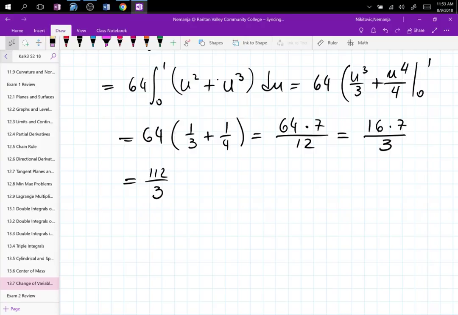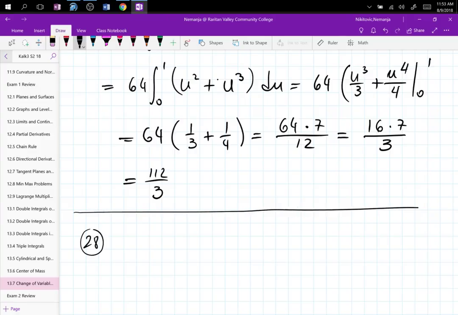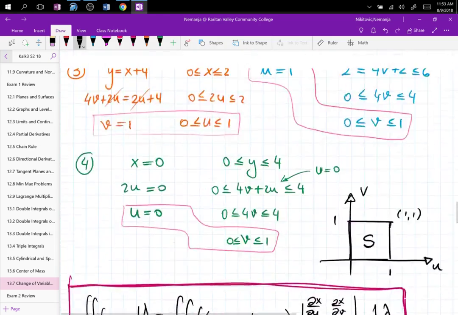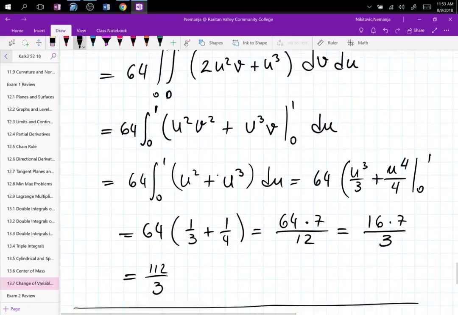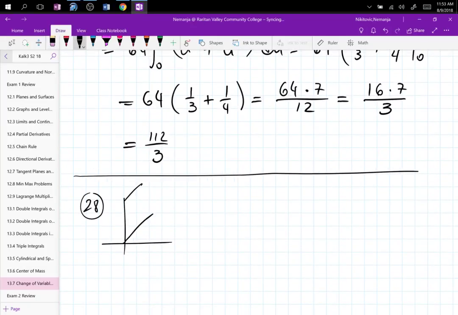Now, I'm going back to the setup of this problem, 28. I'm going to discuss the region R, which was 5 pages ago. There we go. It was this.